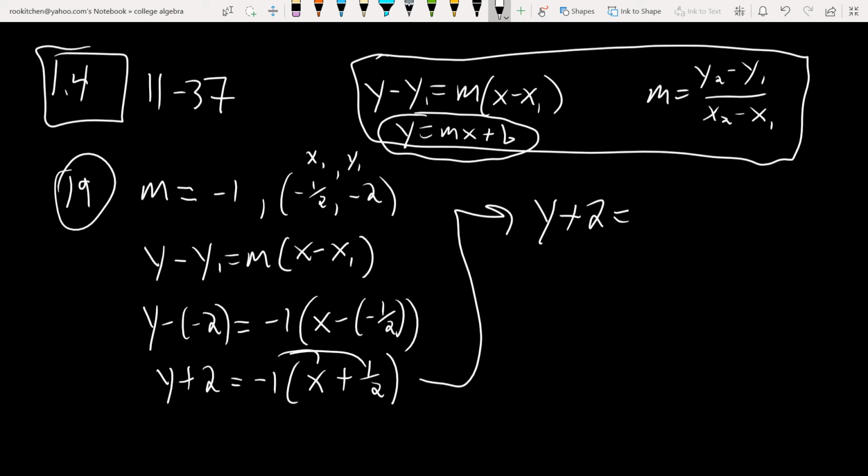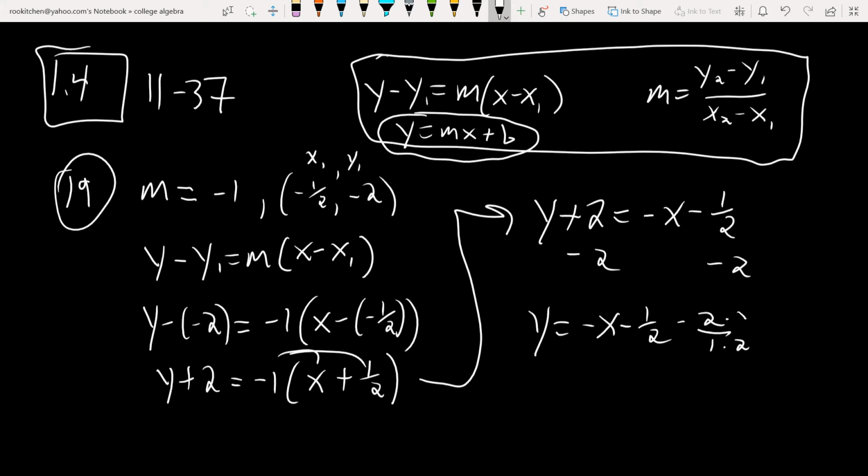I have to distribute, so I get -x minus 1/2. Move the 2 over, I get y equals negative x minus 1/2 minus 2. 2 is the same as 2 over 1. I need a common denominator, so I'll multiply top and bottom by 2. So y is negative x minus 1/2 minus 4/2. So finally, my answer, y is negative x minus 5/2.